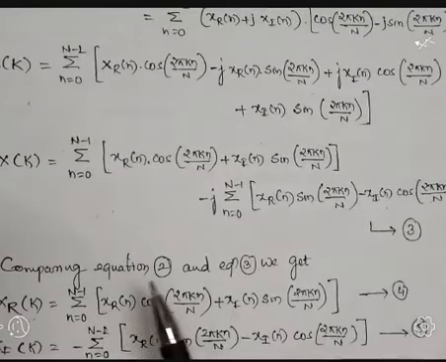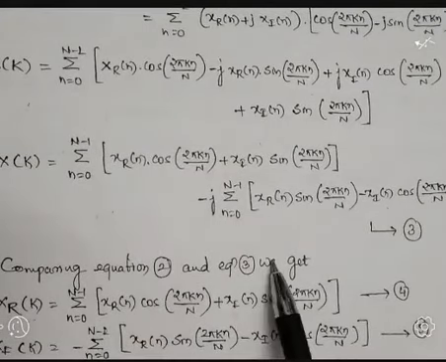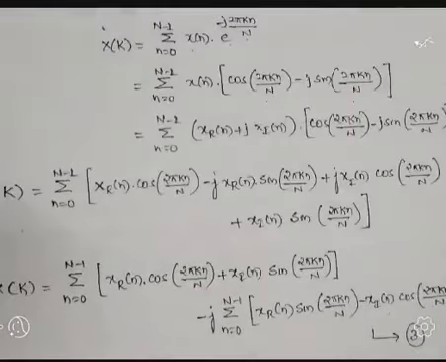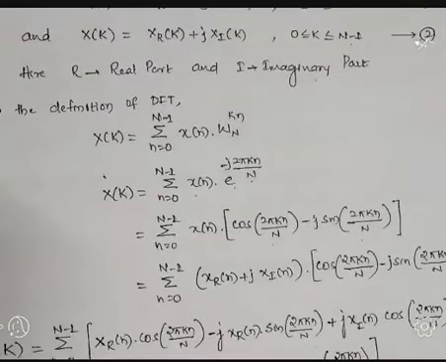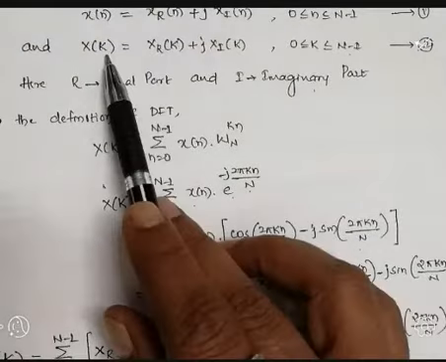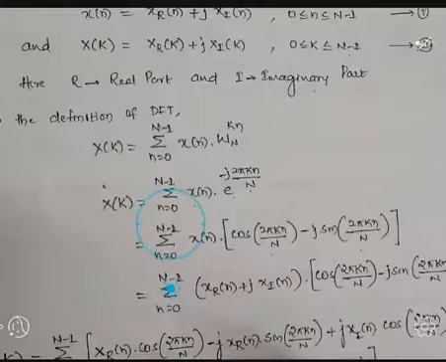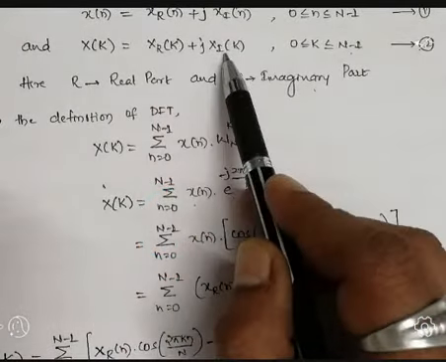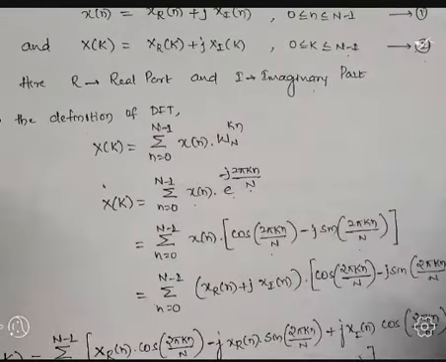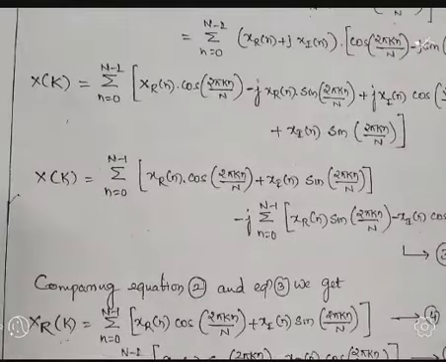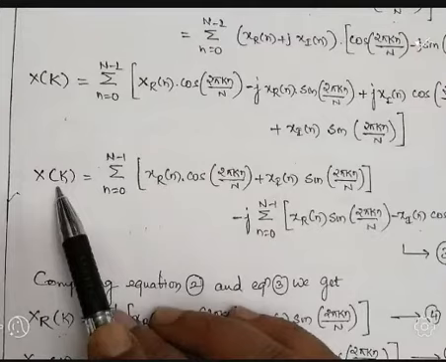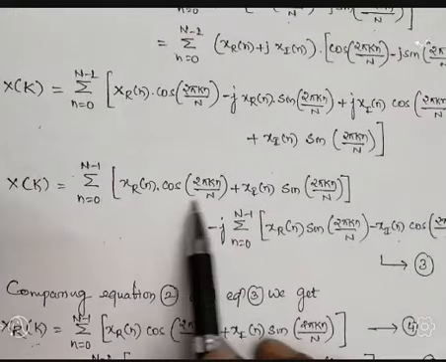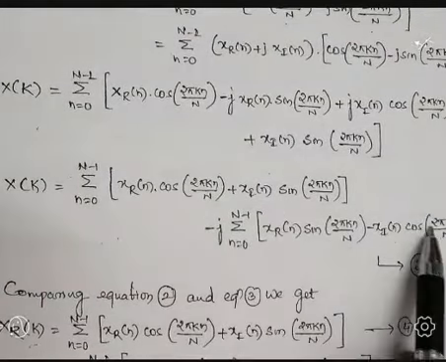Let us compare equation 2 and 3. This is 2: X of k equal to, expressed in terms of the real part and the imaginary part. Let us compare equation 2 with 3. 3 means this one: X of k equal to, we solve like this. We separated the real part and imaginary part.